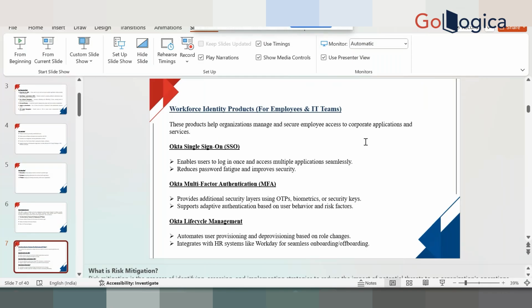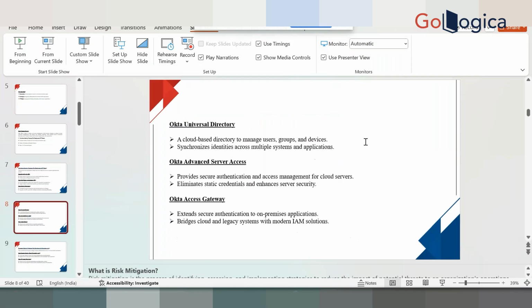As I told you, workforce identity is majorly for the enterprise side. You have come across words like SSO, multi-factor, lifecycle management multiple times. We already talked about those, and about Okta Universal Directory. One more thing on the workforce side is Okta Advanced Server Access. Advanced Server Access provides secure authentication and access management to our cloud servers. If our organization has implemented Okta and wants to access some other cloud servers, Okta provides this capability through Okta Advanced Server Access.